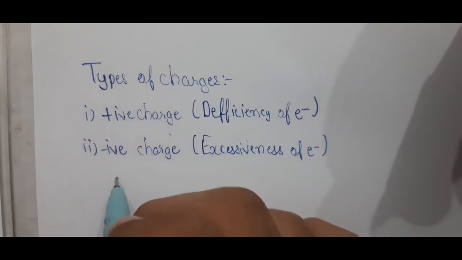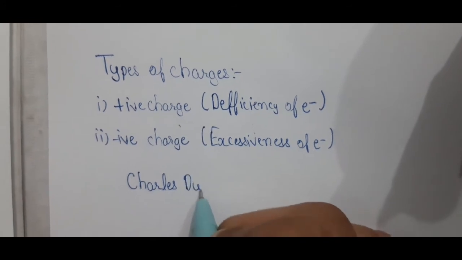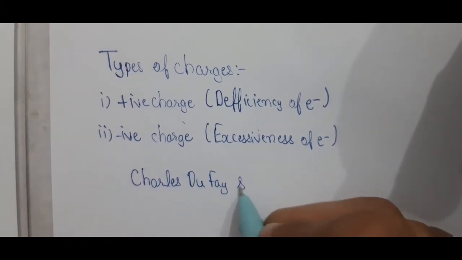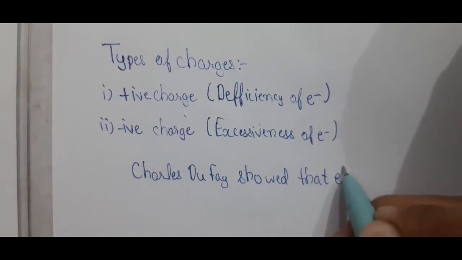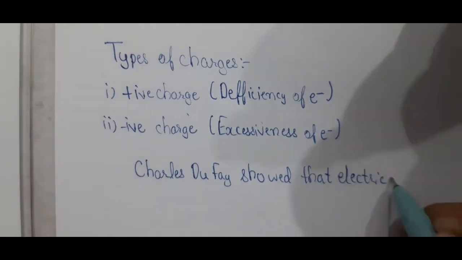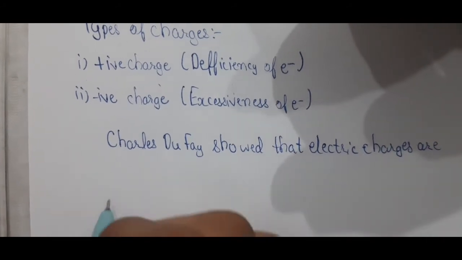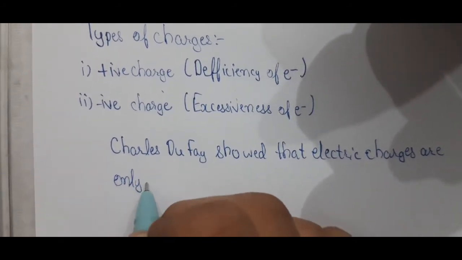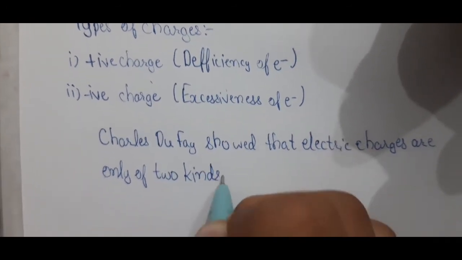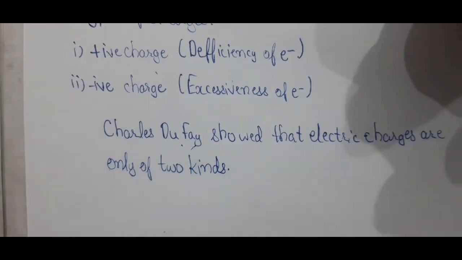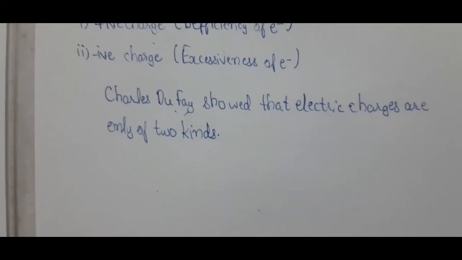So here comes a scientist, Charles Dufay, who showed that electric charges are only of two kinds. Charles Dufay was the scientist who showed that electric charges are only of two kinds.